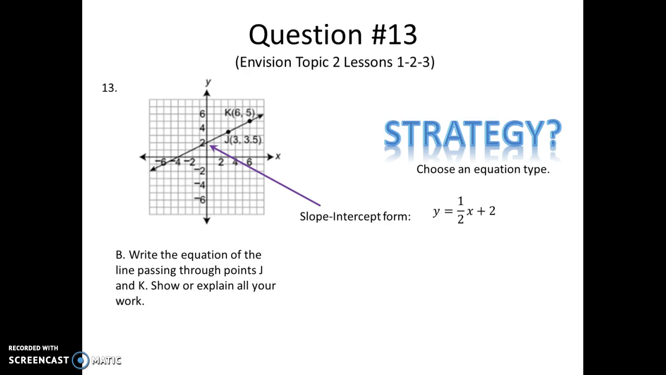For point-slope form, we use the slope from part A and then one of the 2 points. It doesn't specify what your equation should look like, so it doesn't matter which form you use. Don't forget to show or explain all your work, because that's what it says. So make sure that you're doing that.